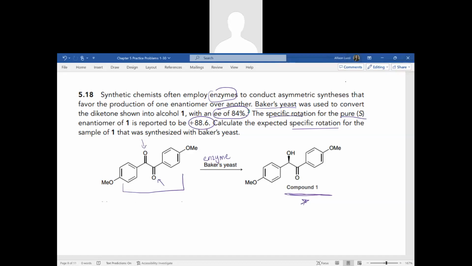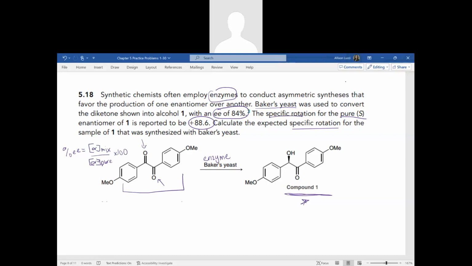So let's break this down, and let's first take a look at the equation that we can use to solve this. Rather, we would have our percent enantiomeric excess would equal the specific rotation of our mixture divided by our specific rotation of our pure enantiomer times 100. So this is the equation that we can use. We can plug it in and solve for the rotation of our mixture.